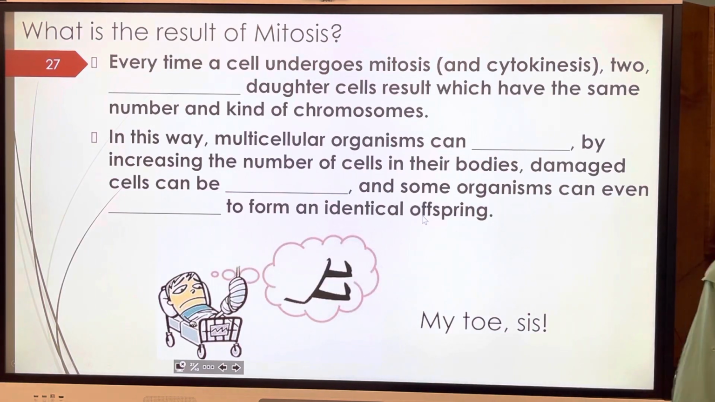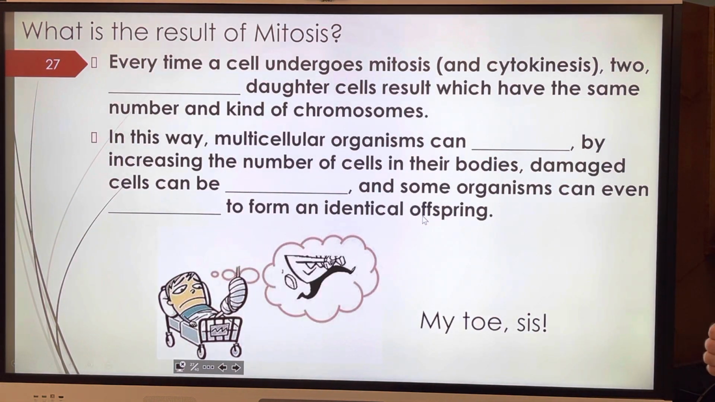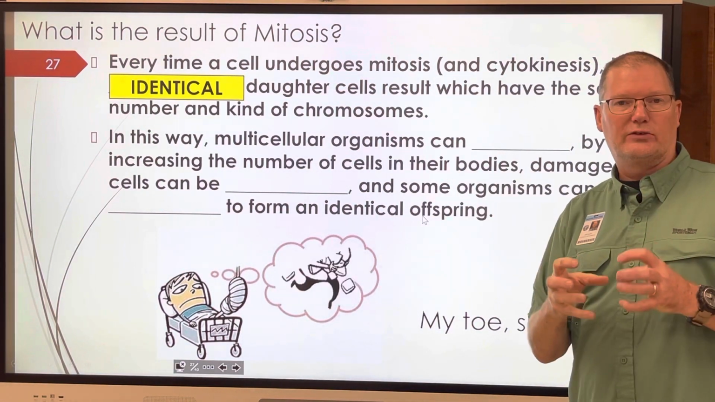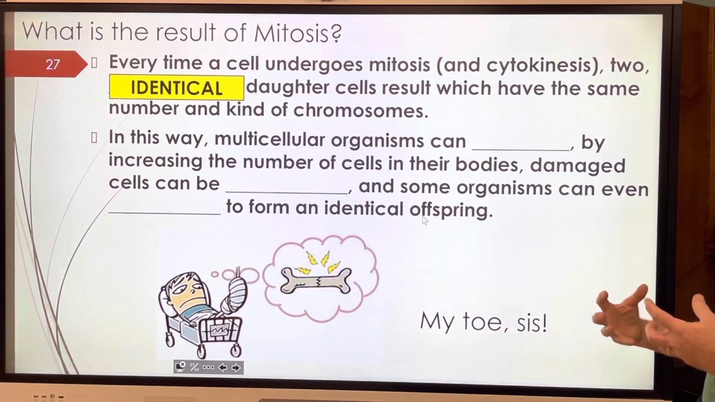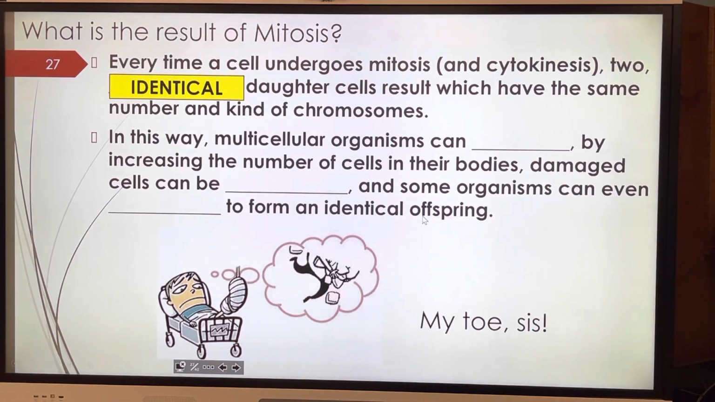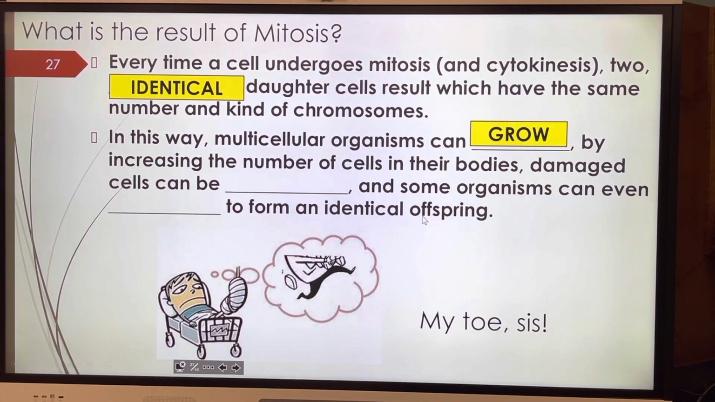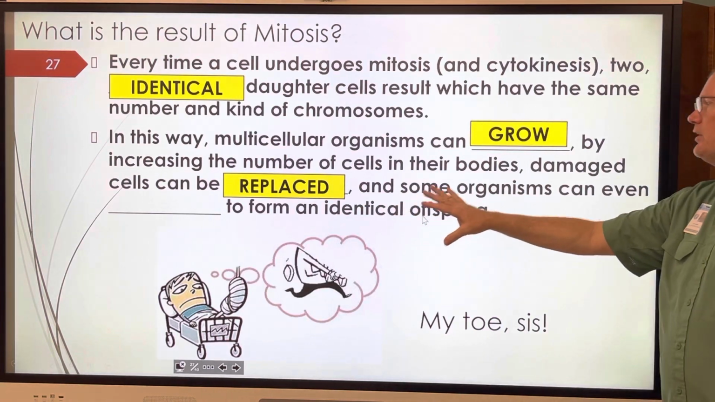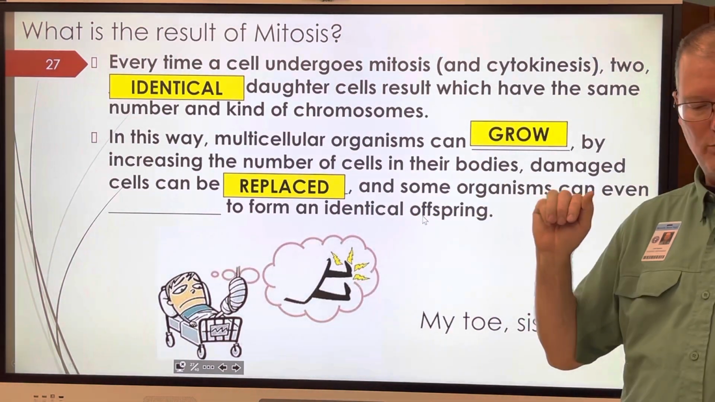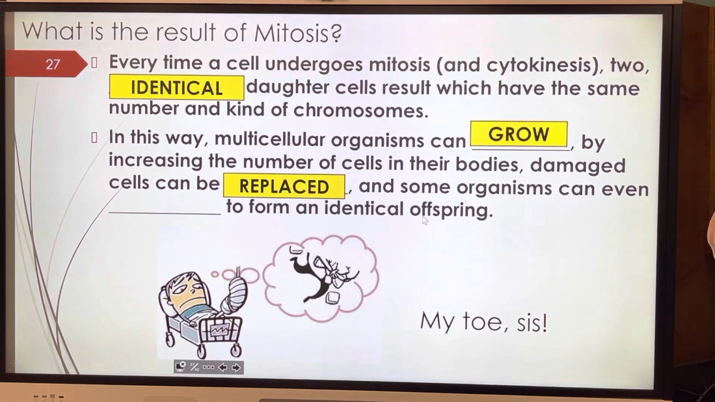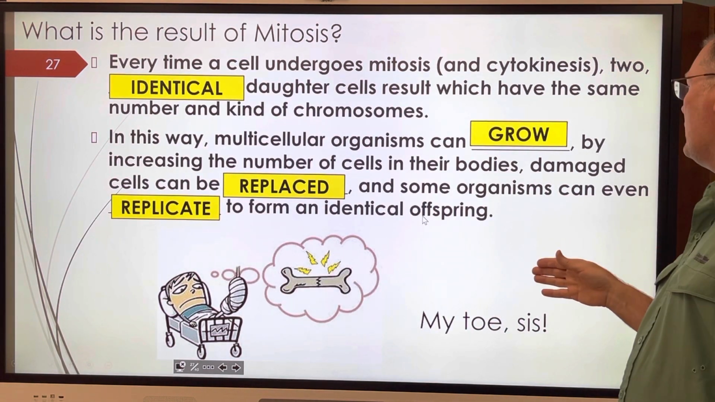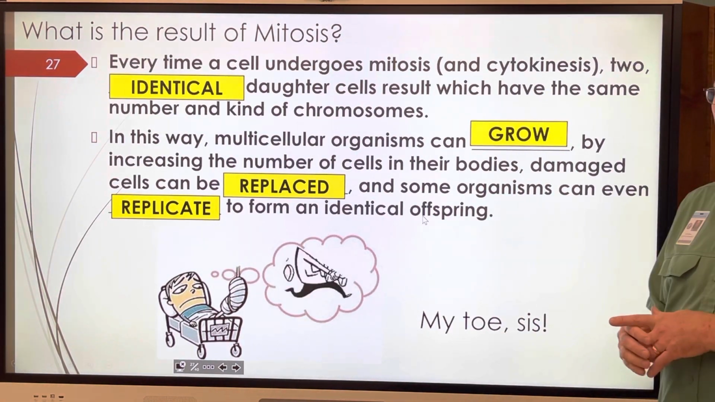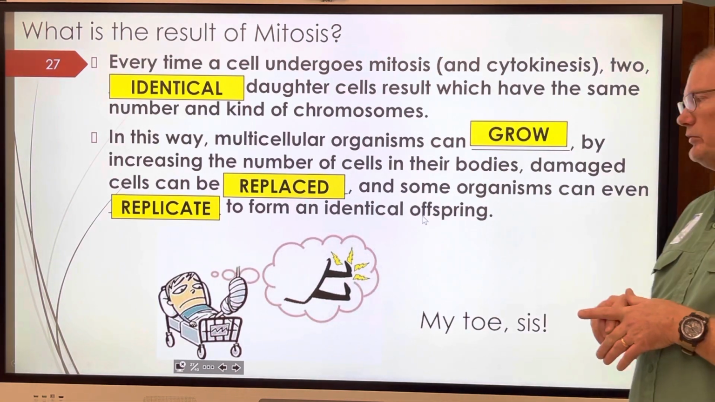So what's the result of mitosis? Every time a cell undergoes mitosis and cytokinesis, two identical clones, daughter cells, are the result, with the same number and same kind of chromosomes. This way, multicellular organisms can grow by increasing their number of cells in their bodies and repair damaged cells. And some organisms can even replicate to form identical offspring. Again, not mammals, not humans.